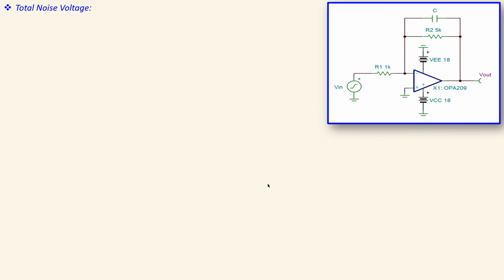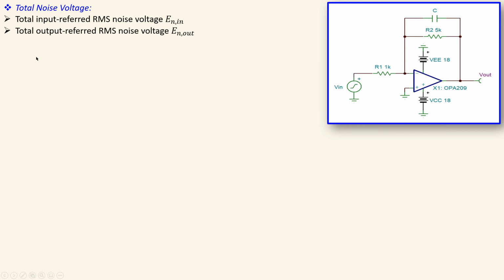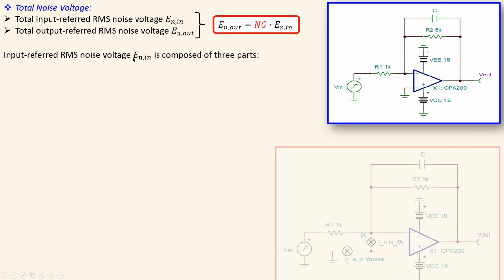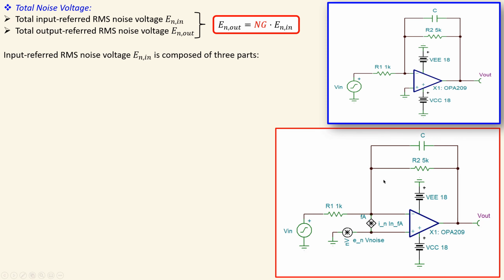So also the total noise voltage. We have of course the input referred RMS noise voltage and also the output referred RMS noise voltage. Now these two are related by the noise gain given by this expression. So the output is the noise gain times the input noise voltage. But the input referred RMS noise voltage is composed of 3 parts that can be seen in more detail using this model of the op-amp.